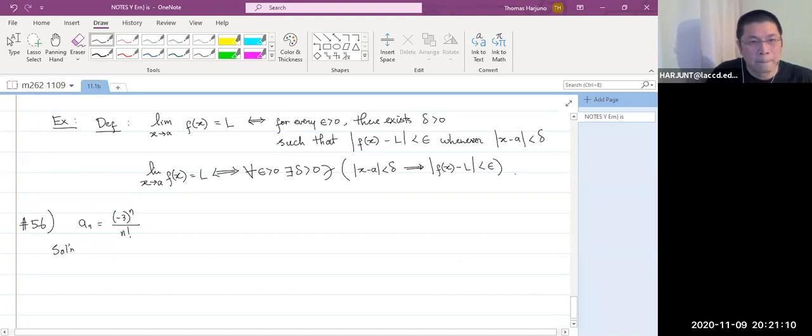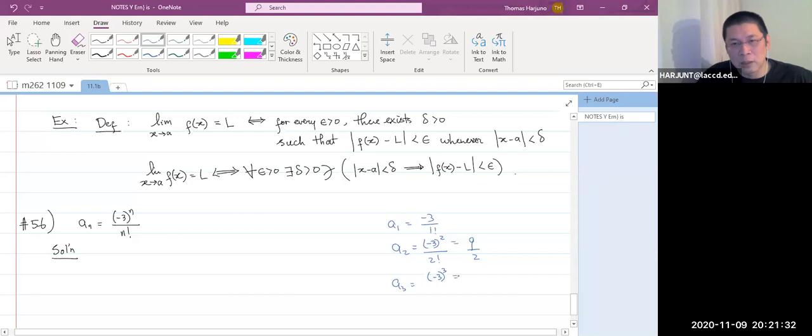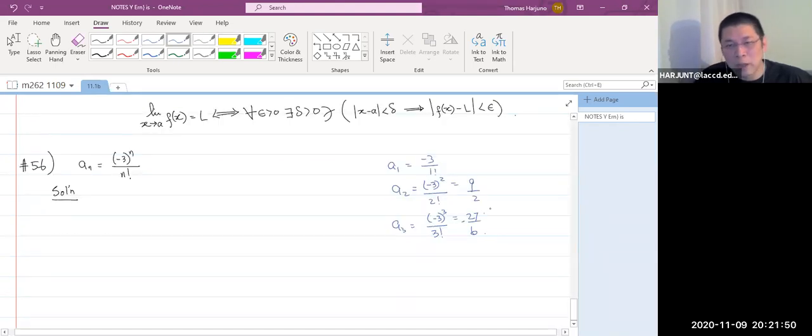Solution. Let's do some scratch work first. a_1 is -3 over 1. a_2 is (-3) squared, which is 9, over 2 factorial, which is 2. The top one you keep on multiplying by 3, but the bottom one you keep on multiplying by the term. So you will see that even though the top keeps multiplying by 3, the bottom is multiplied by a larger number, n in general.